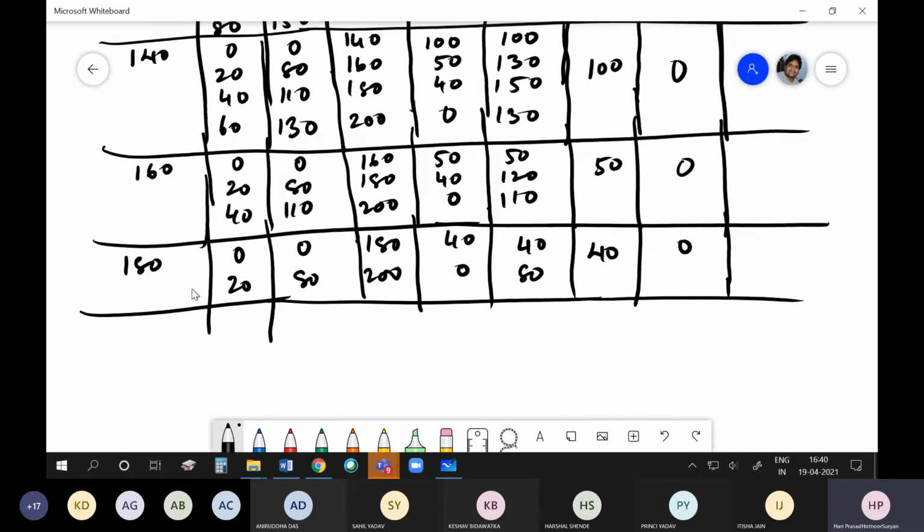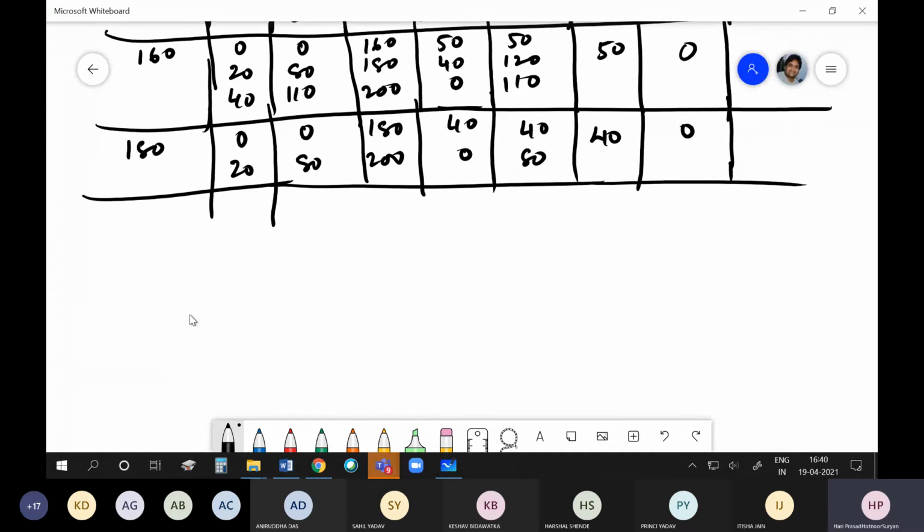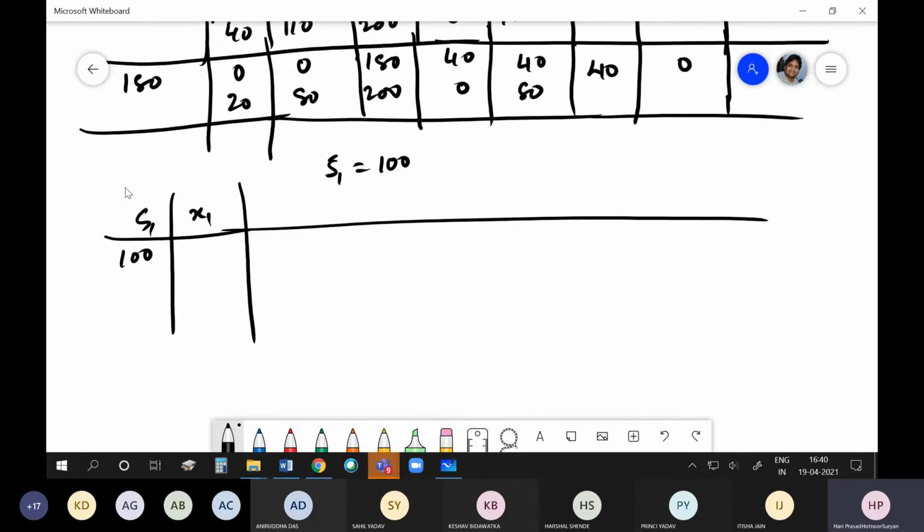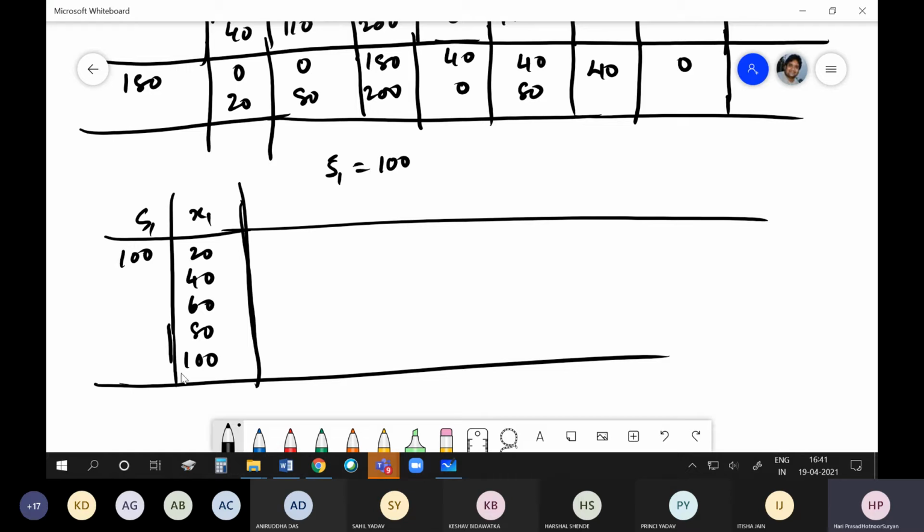Now the first, S1. What are the possible values of S1 here? It is 100. This is what I have. So I have only S1 is 100. So what are the possible values of X1? I can increase it by 20, or by 40, by 60, 80, okay, or 100. That means I can increase right away by 100 units.